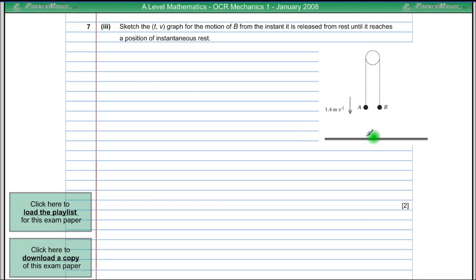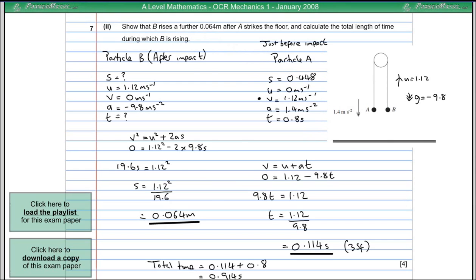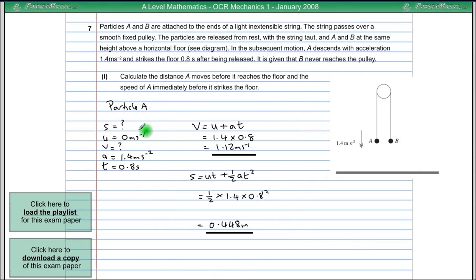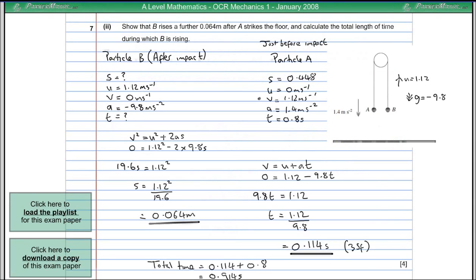Part way through, A is going to hit the ground. At that point, the string is no longer taut and B is going to move up a little bit more before it moves back down. We're only interested in B moving upwards until it's at its very highest position, where it's at instantaneous rest. So let's look at some information we figured out from earlier in the question. In part 1, we figured out the velocity of particle A when it hit the floor. But we know that B will be travelling at the same speed. So the speed that A hits the floor is 1.12 meters per second. So at that instant, B must also be travelling at 1.12 meters per second.